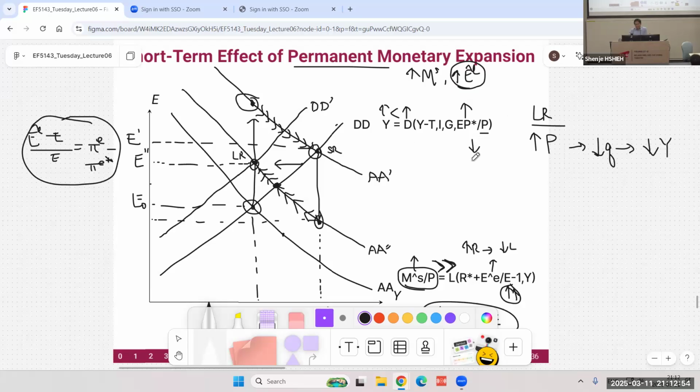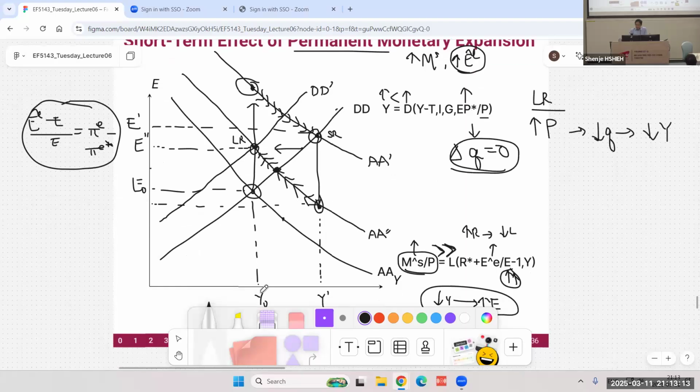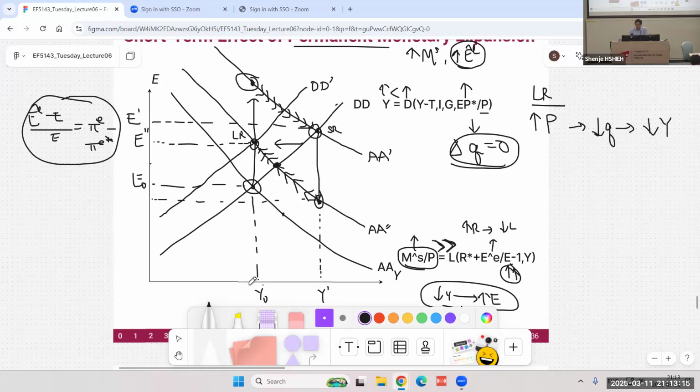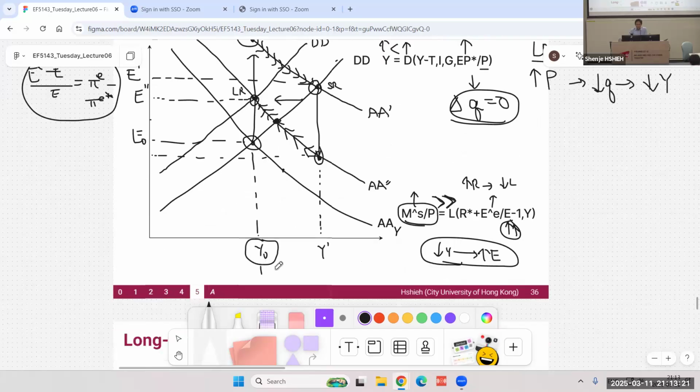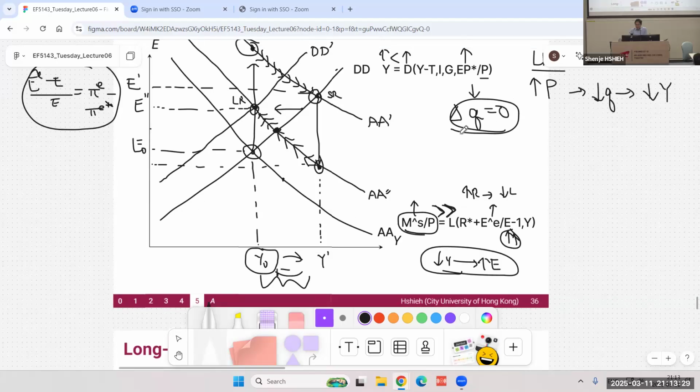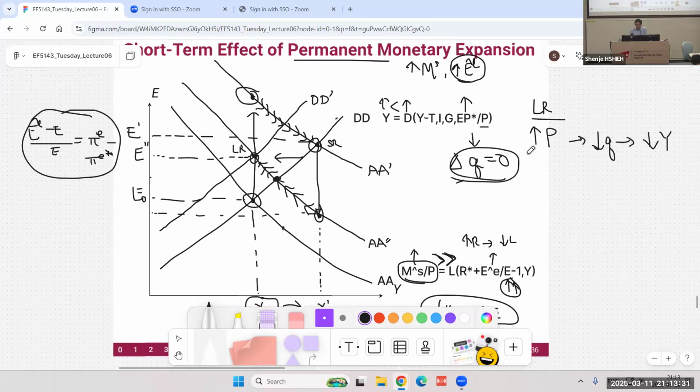And that's only when Q is constant, right? No change in Q. And that's precisely when E has changed as much as P, then Q does not change anymore, right? And that's precisely where total output is 0, right? It went back to normal. So it went from Y naught to Y prime and then back to Y naught, right? When we impose the long-term condition.